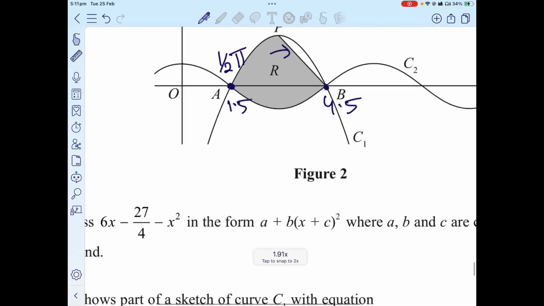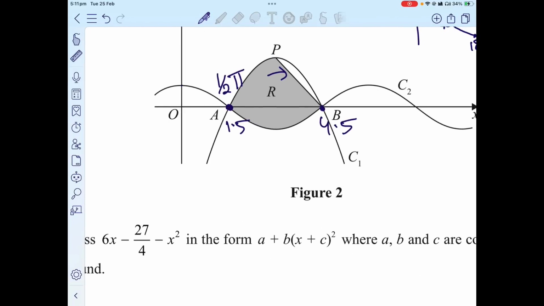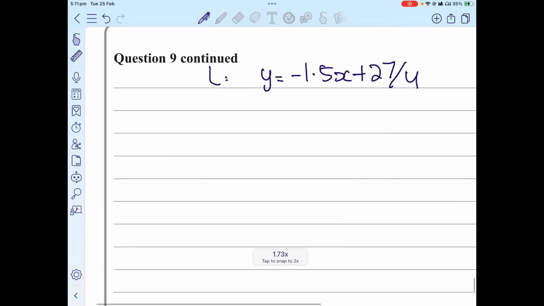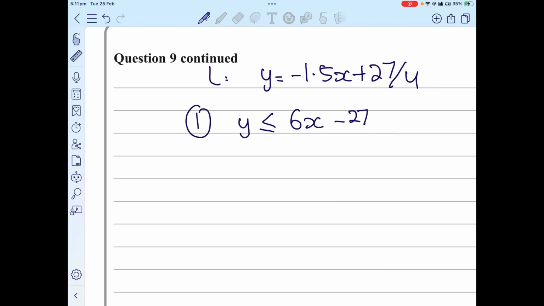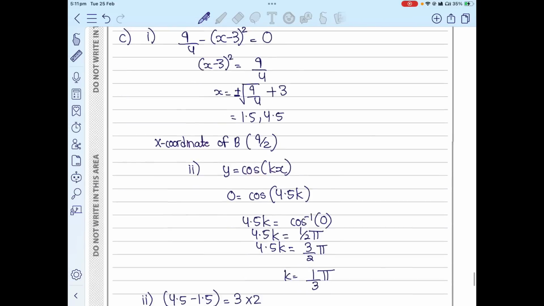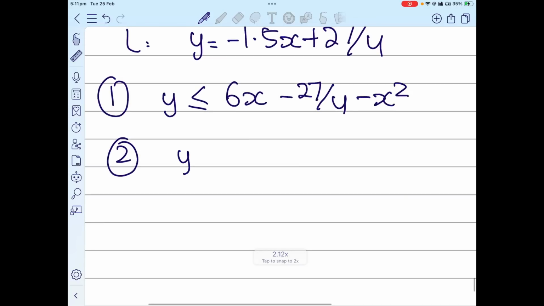The first inequality is obviously that it's greater than that curve C1, right? It's actually less than that because you see all the values are inside. So the first inequality is it's going to be less than the curve C1. The first inequality is y is less than 6x minus 27/4 minus x squared, because the curve C1 is actually above this. The second inequality: if I see the curve C2, this entire region is above the curve C2. So in this case, y is actually greater than cos of 1/3 pi x.